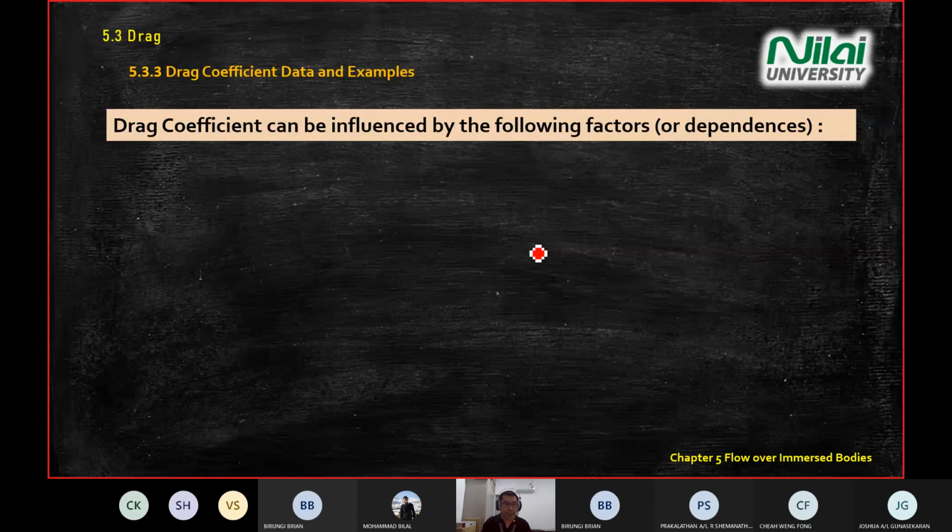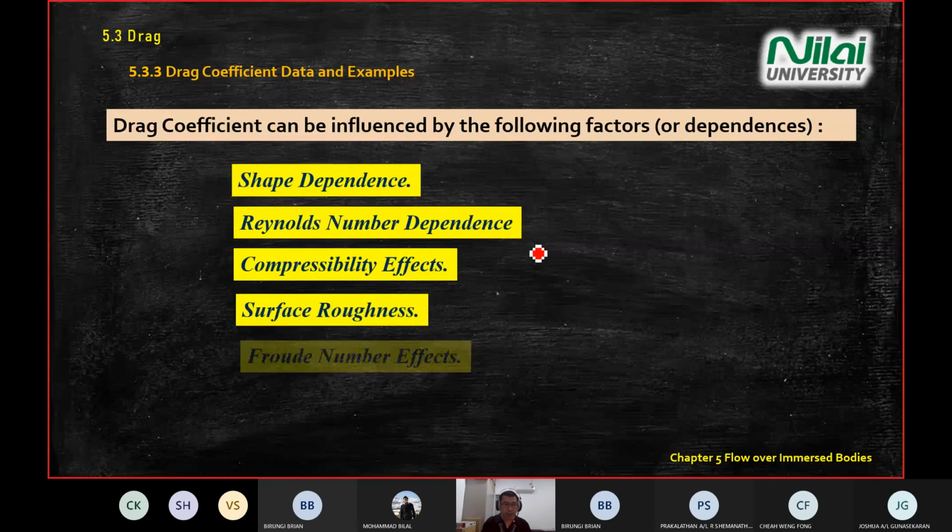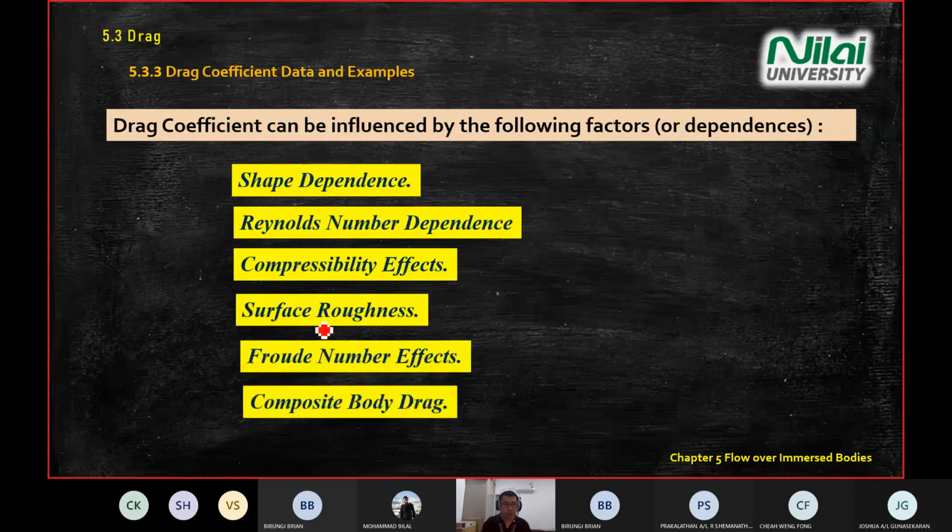And a few dependents, as you can see in question 25. I will straight give you the answer. There are 1, 2, 3, 4, 5, 6 dependents that will influence your drag coefficient, CD. So what can influence your drag coefficient? First one is your shape. Second one, your Reynolds number. Third one, compressibility. When you mention Mach number, Mach equals velocity divided by the speed of sound. In a later chapter, we will look at this effect.